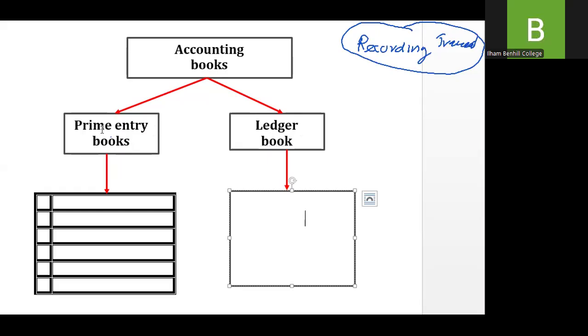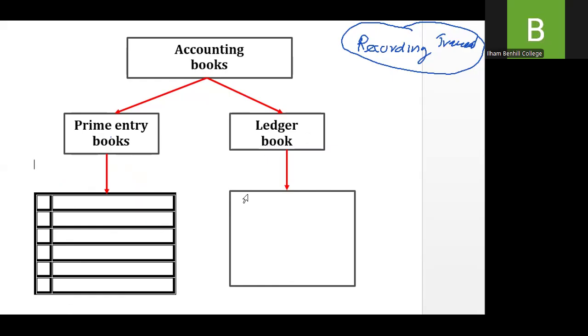Whereas there are 6 CR books, we call them all together as prime entry books. So just imagine in a business, one person is in charge, assigned the duty to record transactions in prime entry books. So he will do that every day. If another person is appointed to record transactions in the ledger book, he will do it end of the month. This is for manual accounting.